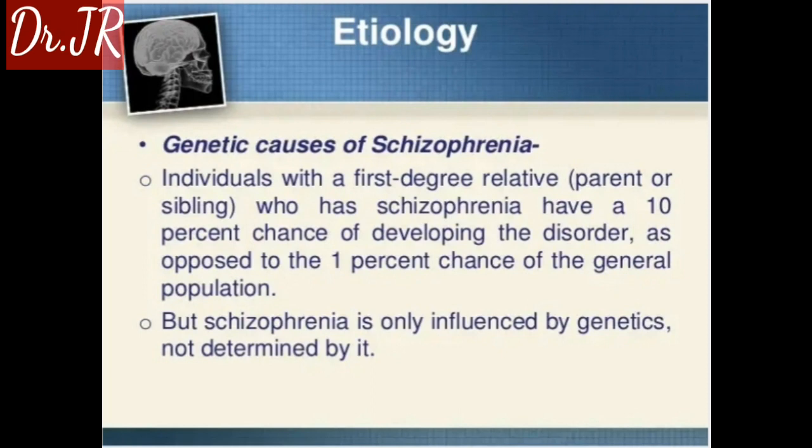Etiology: genetic causes of schizophrenia. Individuals with a first-degree relative, a parent or sibling, who has schizophrenia have a 10% chance of developing the disorder, as opposed to the 1% chance of the general population. But schizophrenia is only influenced by genetics, not determined by it.